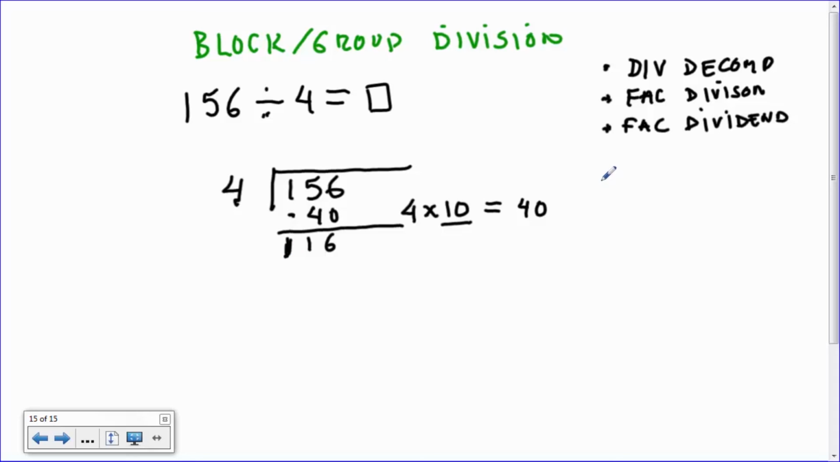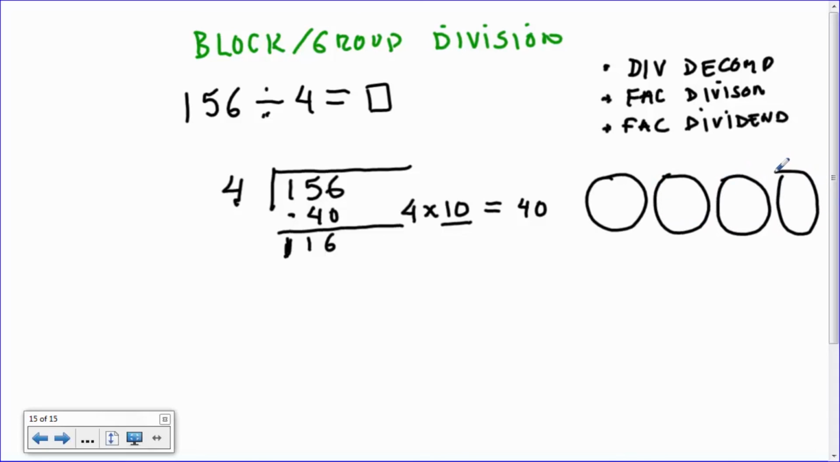Let me do it over here. I've distributed those into 4 groups, and I did it 10 at a time. So I know that if I take 156, it's big enough to distribute 10 to each of the groups, and that's a total of 40. So that's what this arithmetic here illustrates.